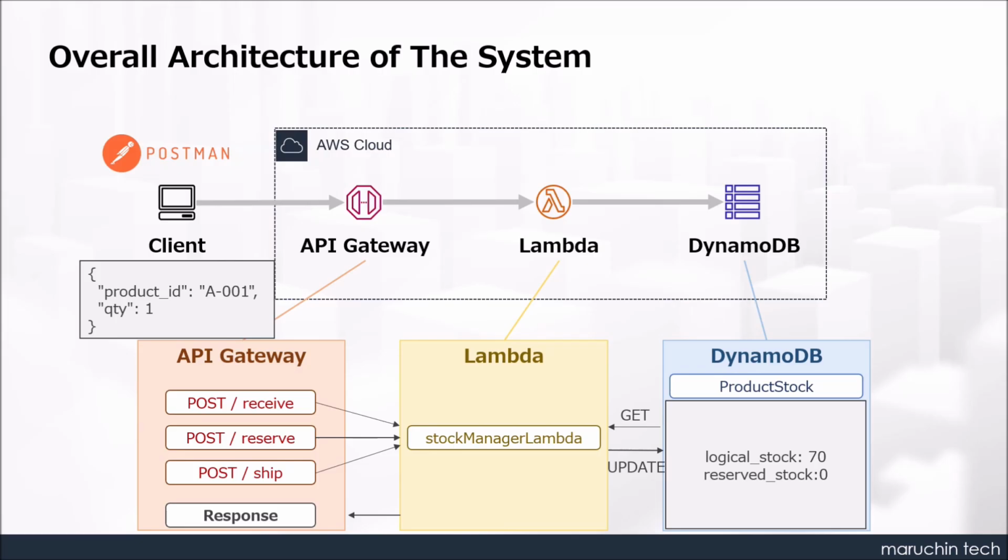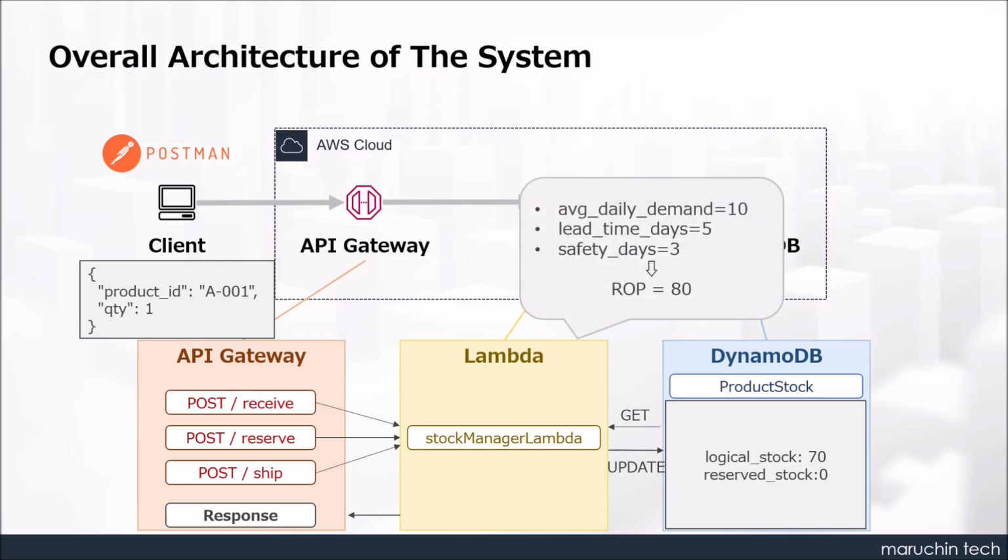Finally, we will trigger the reorder point alert. We will repeat shipments until inventory drops below the reorder point and verify that an alert is returned. The parameters for product A-001 are average daily demand equals 10, lead time days equals 5, and safety days equals 3, so the reorder point automatically calculated by Lambda is 80. The current logical stock is 70, so it is already below the reorder point. Therefore, the alert should trigger on the next shipment.